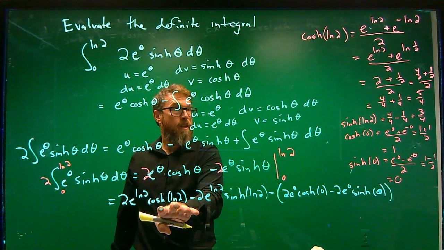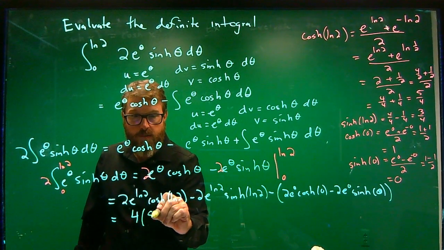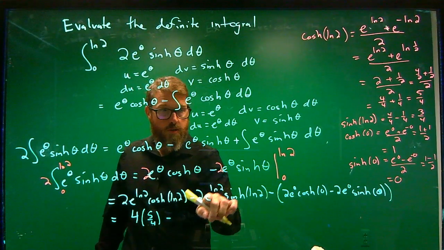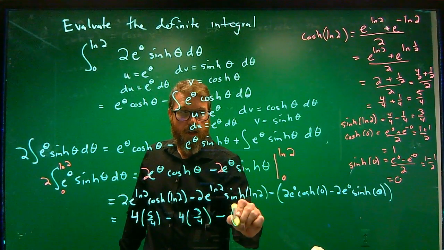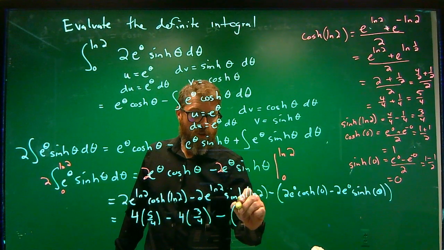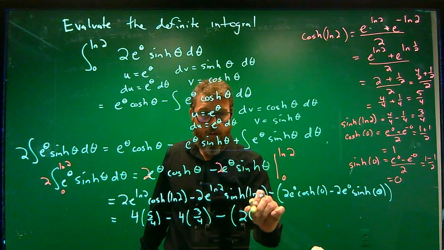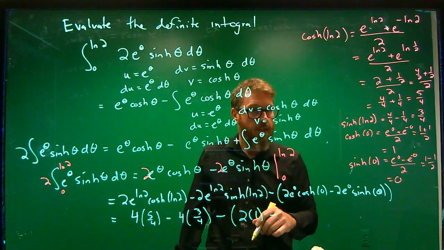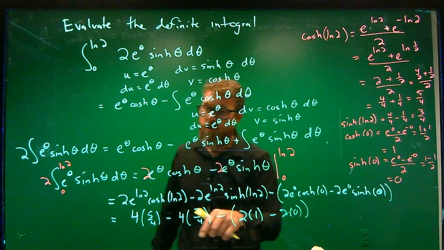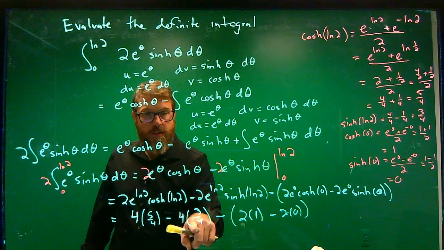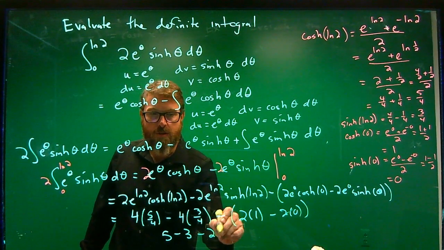The hyperbolic cosine of natural log of 2 is going to be 5 over 4. e to the natural log of 2 is going to be 2, so this is 4 times 5 over 4 minus 2 times 2, which is going to be 4 times 3 over 4. Minus, e to the 0 is going to be 1, so this is going to be 2. The hyperbolic cosine of 0 is going to be 1 minus the hyperbolic sine of 0, which is going to be 0, so 2 times 0. So that's gone. So this is going to be 5 minus 3. That's interesting. 5 minus 3 minus 2, so this would be equal to 0.